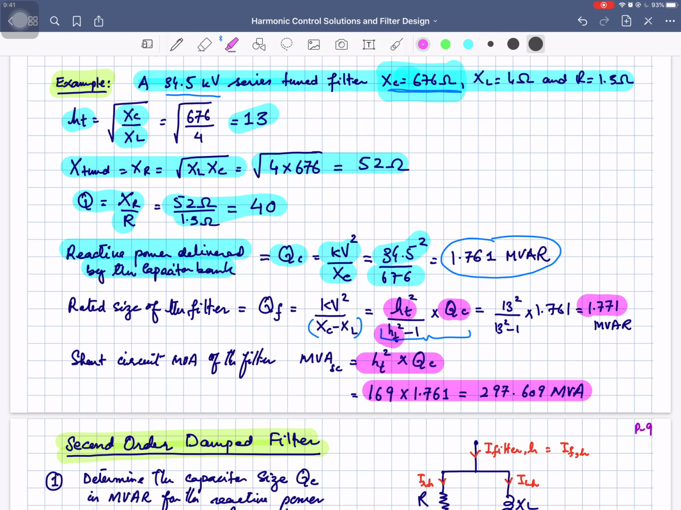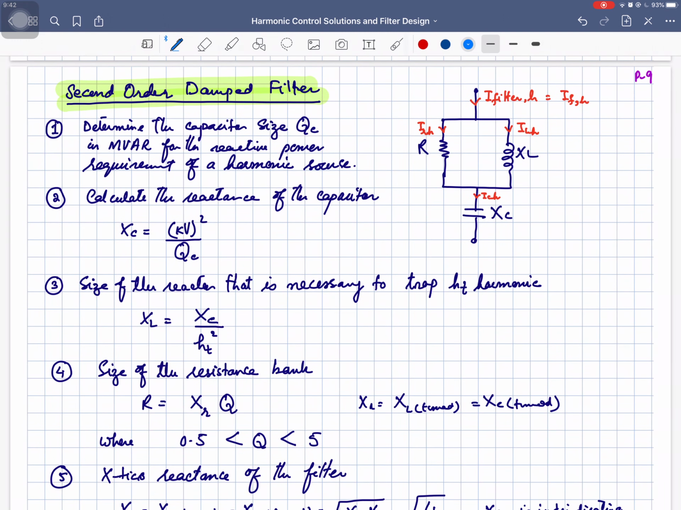So far we have seen the design of the filter that consists of an inductor and the capacitor, a series LC circuit, and this R is the internal resistance of the inductor, or maybe externally connected in order to tune it to adjust the quality factor. Now let us discuss the design of the second order damped filter. That is shown in front of you. It consists of an inductor and a resistance which is in parallel to that one, and a capacitor which is in series to that combination.